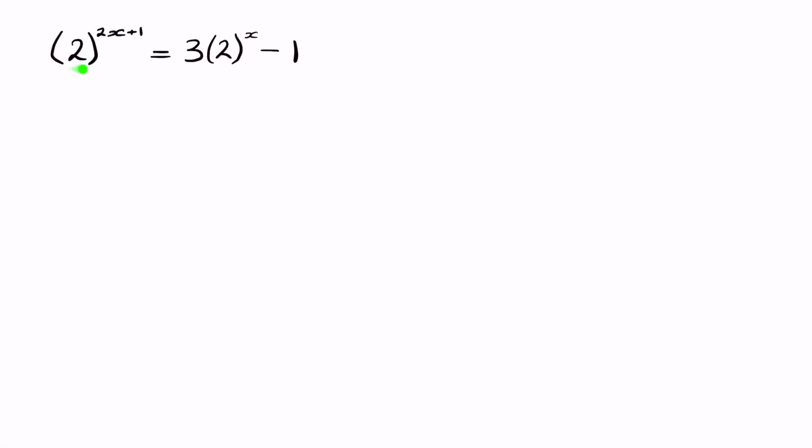What do we have? Well, we have 2 to the power of 2x plus 1. And laws of indices says that if we have the same base, so let's say a to the power of m multiplied by a to the power of n, that equals a to the power of m plus n. So we've got the same thing going on here, the base 2 to those different powers. So if we rewrite that as 2 to the power of 2x multiplied by 2 to the power of 1 equals 3 bracket.